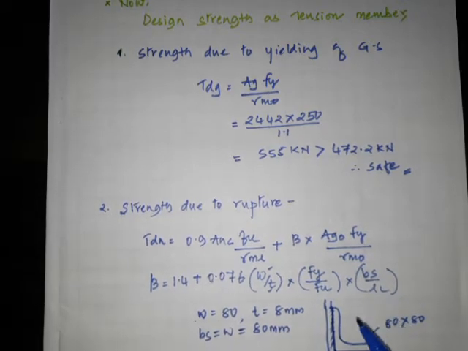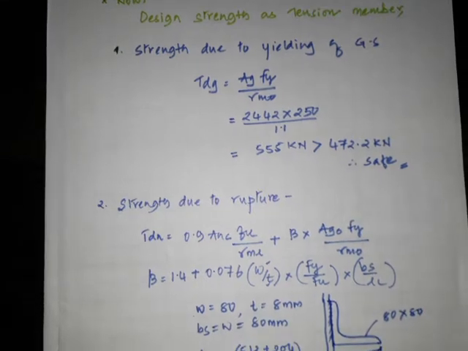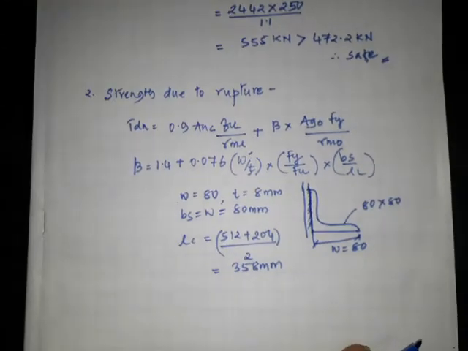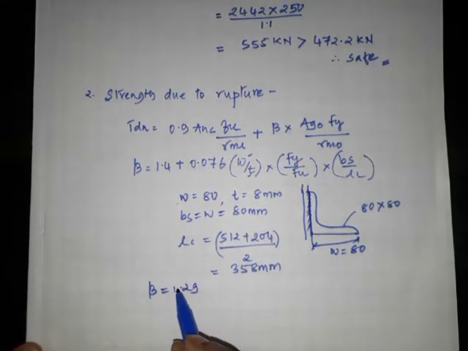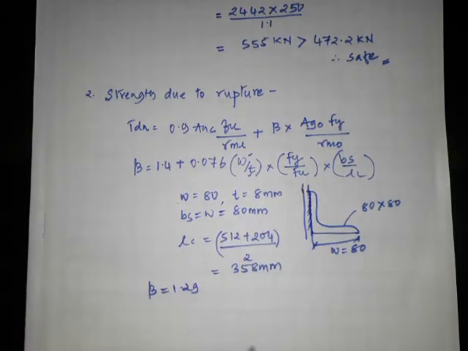And the length of connection, you have to take the average of both, that is 512 plus 204 divided by 2. So this will be 358 mm, the average of both lengths. So the length of connection is the average of the two, and we get 358. Then you have to come back and substitute here. After substitution, we get beta is equal to 1.29. Then we will come back and substitute here.